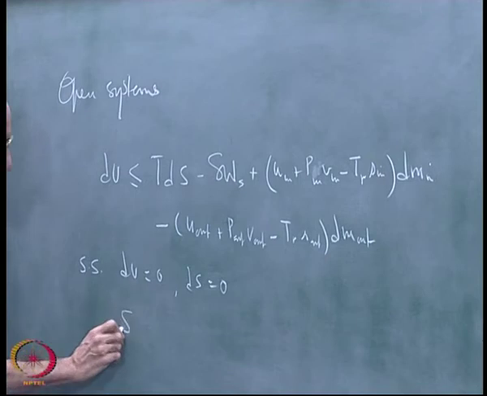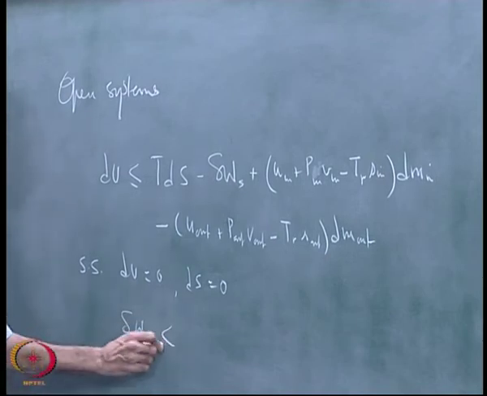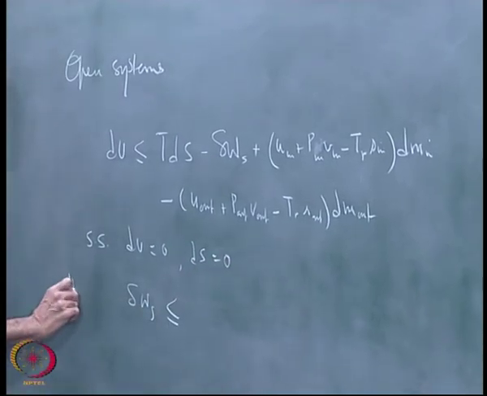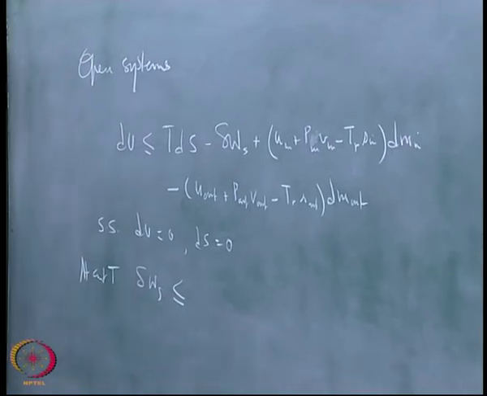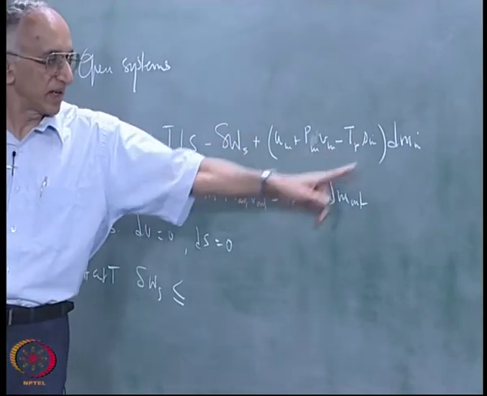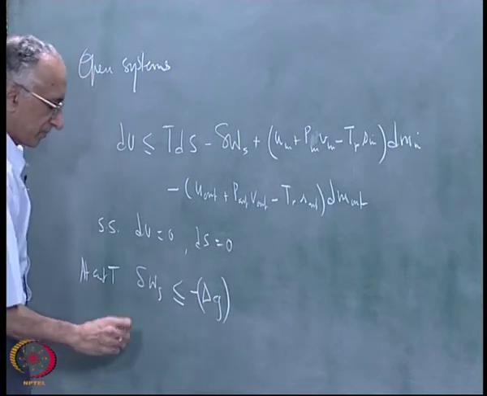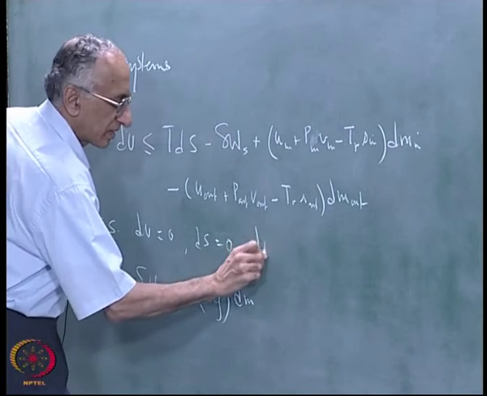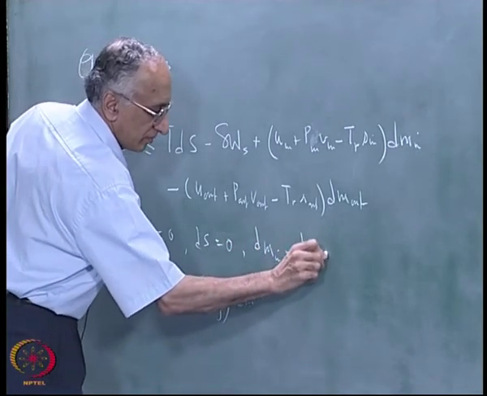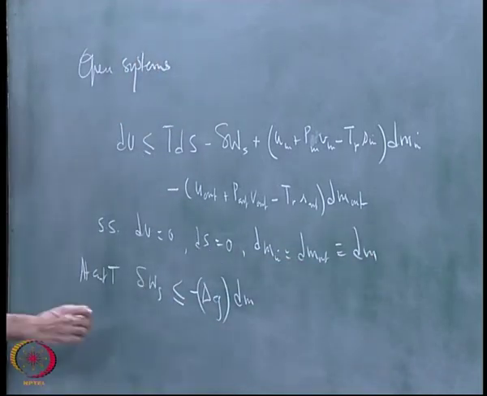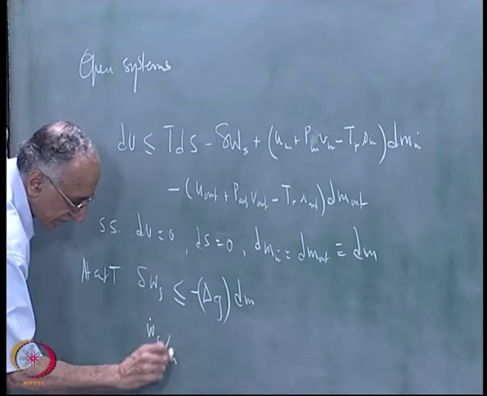so you can rewrite this as delta WS is less than or equal to, let's say at constant T, this T reservoir becomes T_N equals T. So U plus PV minus TS is G. So you will get minus of delta G, and this becomes dM. Just call it dM, or we write this as WS dot by M dot.